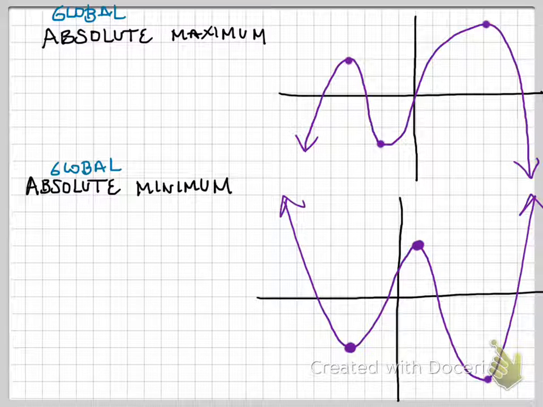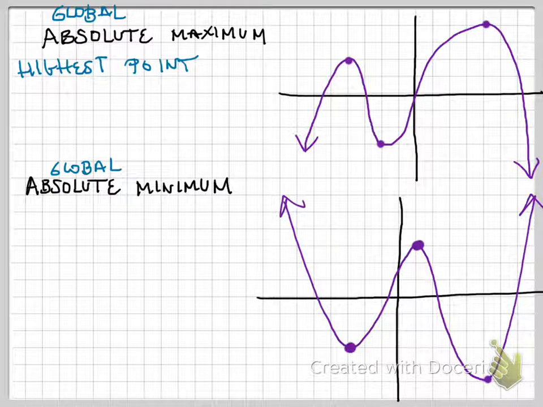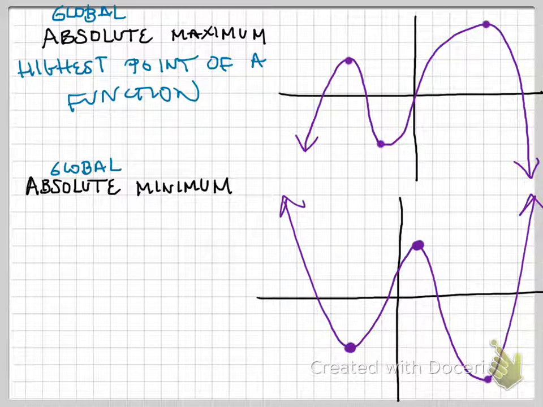So an absolute maximum is the highest point of a function. Looking at the example on the right, the highest point of the function is this point on the right here. So that is our absolute maximum. It is the highest point in comparison with all of the other points.